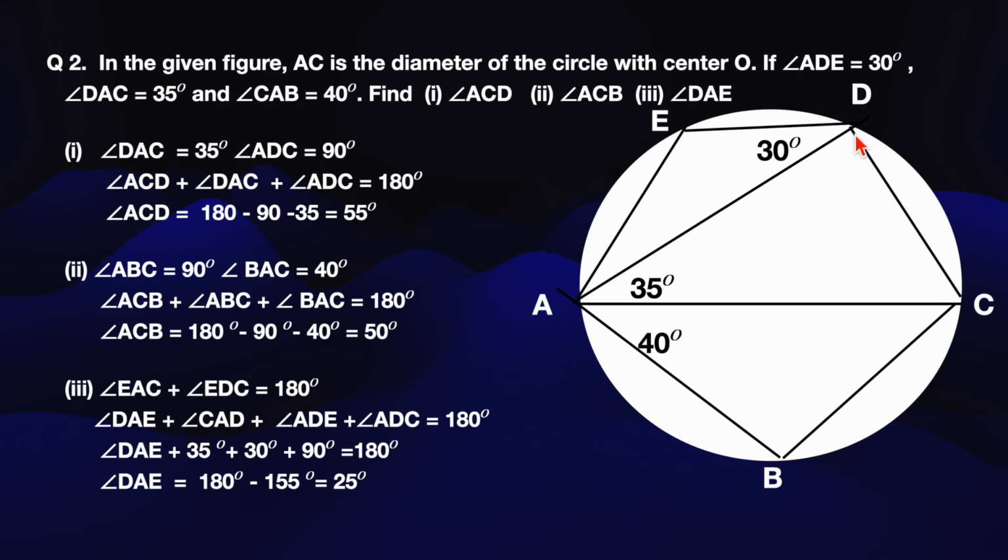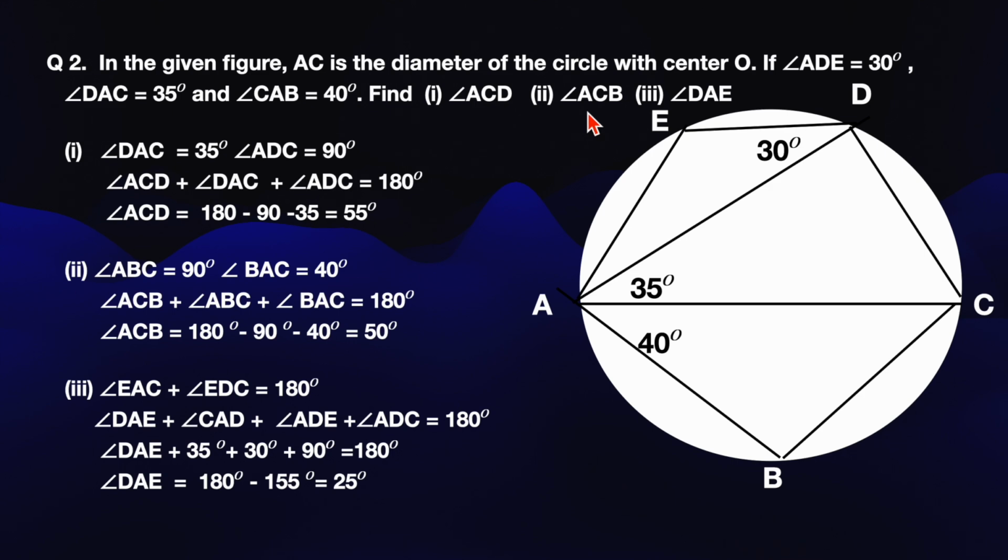Take the triangle DAC. This is the diameter of the circle. Therefore, the angle opposite to this, angle ADC, is 90 degrees, and we have to find this angle. So, this angle is equal to 180 minus 90 minus 35. That is equal to 55 degrees.